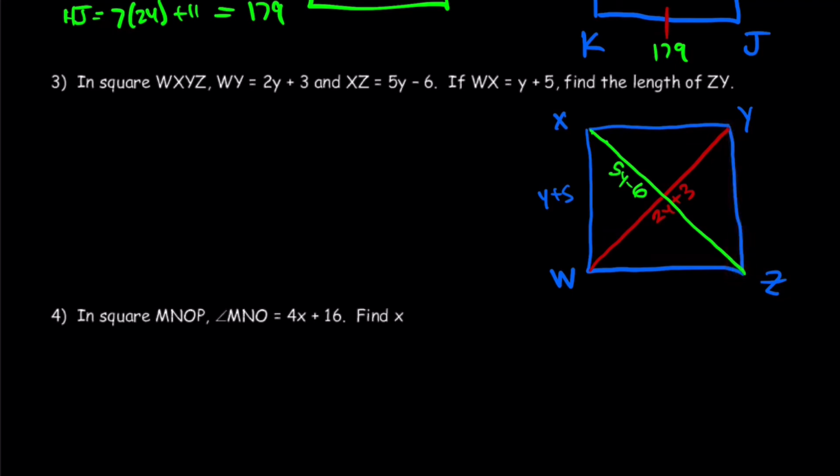All right, well, this is an easy example, but the way it's worded is really challenging. So I want to find ZY. And at first glance, like, well, there's nothing over here to represent ZY. But remember, all the sides are the same. So ZY is going to be the same as XW. Is going to be y plus 5.